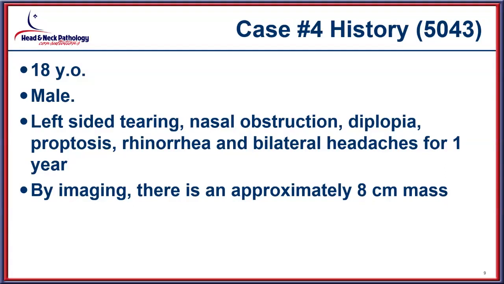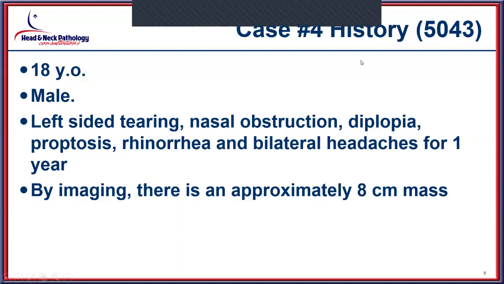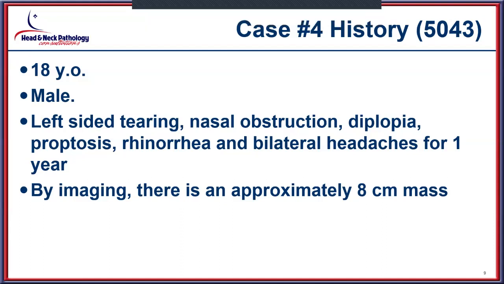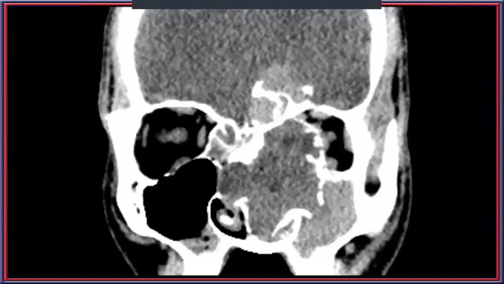Let's go on now to case number 4. This is a patient who was 18 years old at initial presentation and had left-sided nasal obstruction with diplopia and proptosis, rhinorrhea, and bilateral headache for 1 year. And in this case, he had imaging that showed an approximately 8 centimeter mass. So here you can tell the image. It is remarkably large in this case and really is quite difficult for the patient to have breathed in this case. Let me do a new sharing.